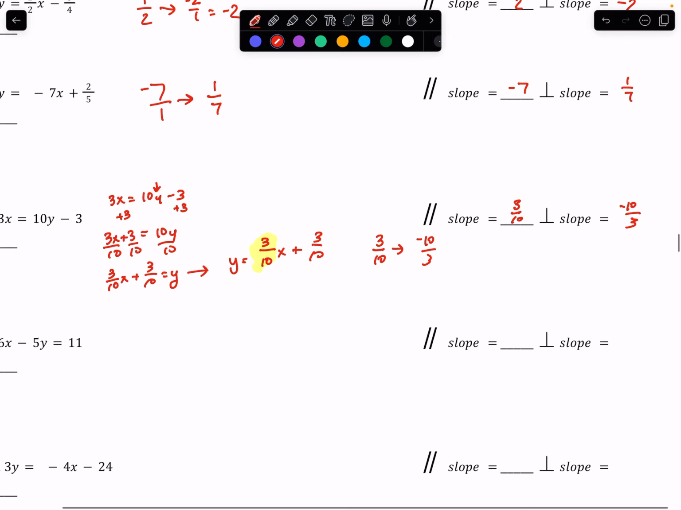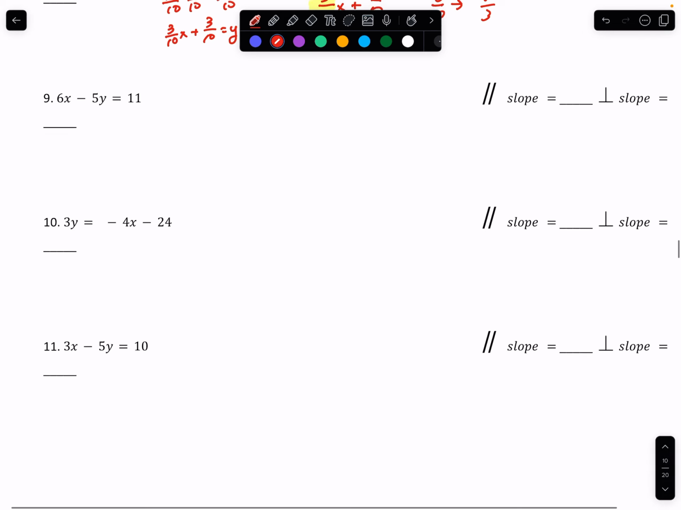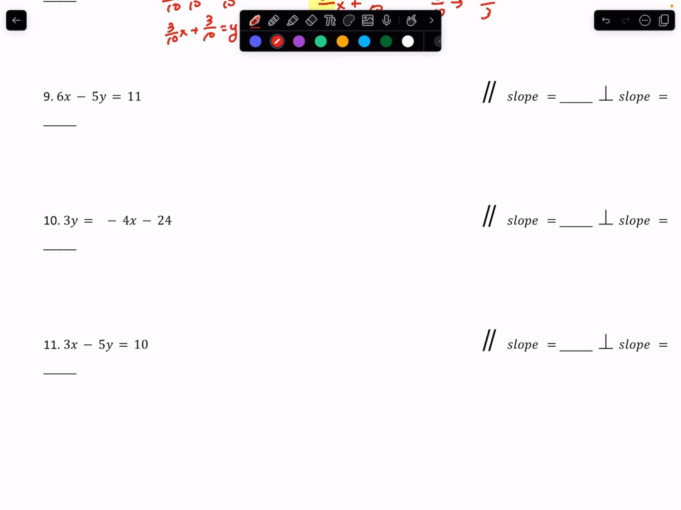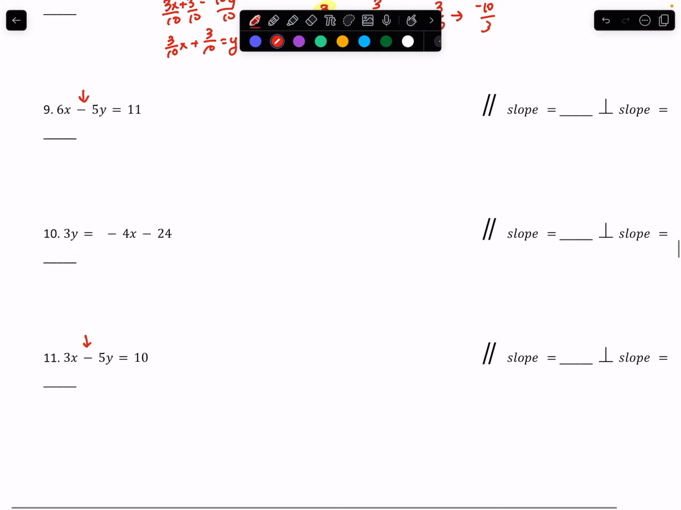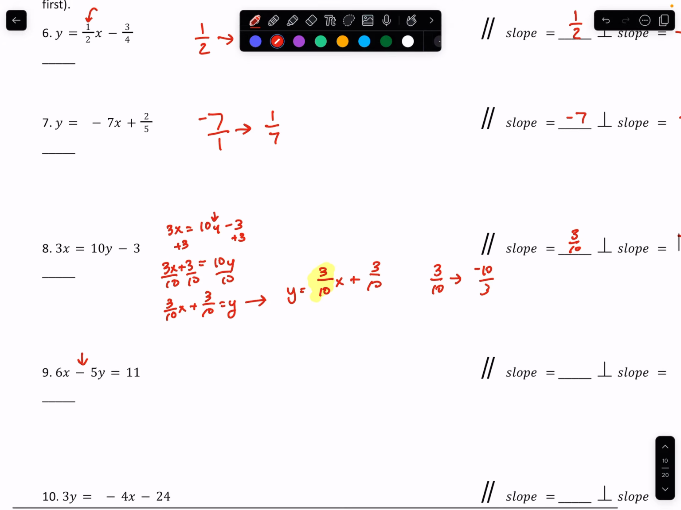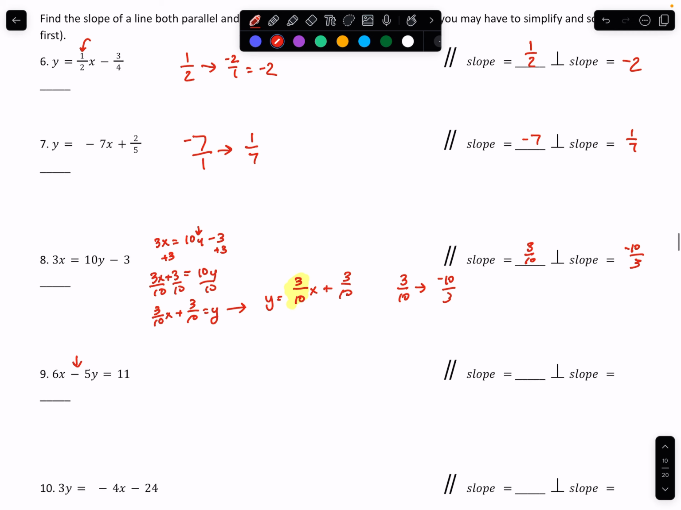Good. So just remember, anytime you have to find the slope when you're working on these 3, always solve for y first. Be careful when you're dealing with negatives here, for number 9 and number 11. I'll post the answers on the Edpuzzle as well, so that you can kind of check your work as you're going.